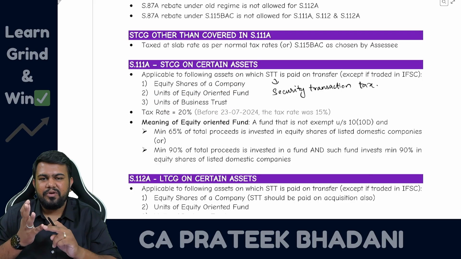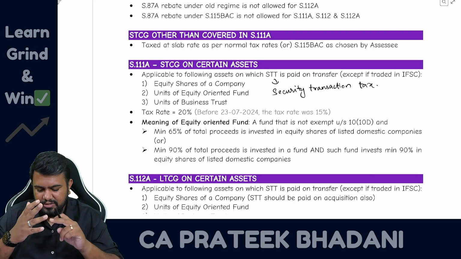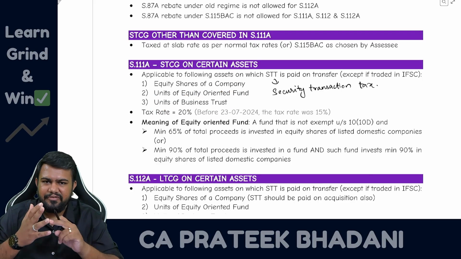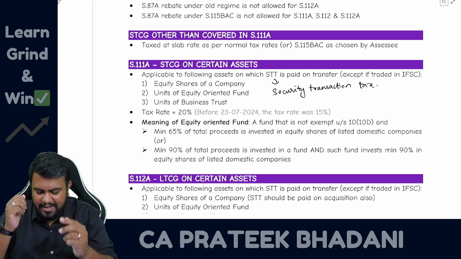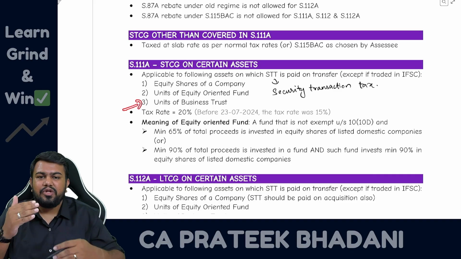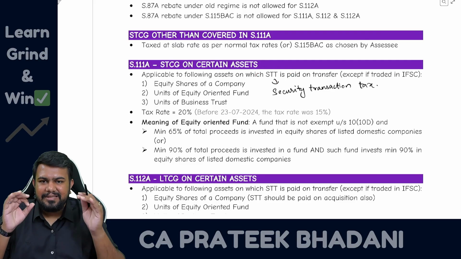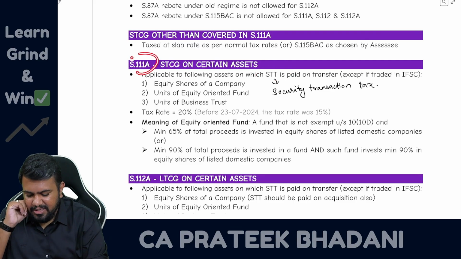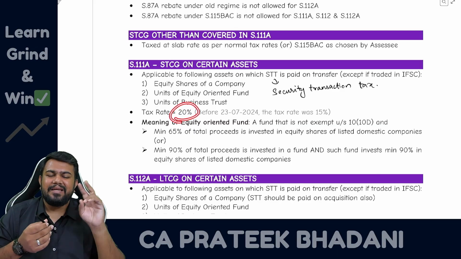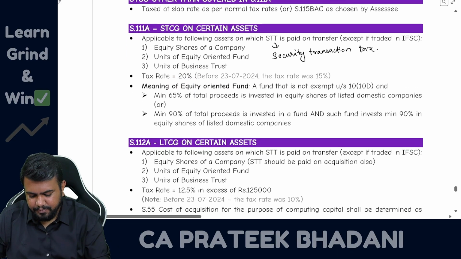So for equity shares of a company, units of an equity oriented fund and units of a business trust, if STT has been paid during the sale of this asset, then such an asset will be taxable under section 111A. What is the tax rate? It is 20%.